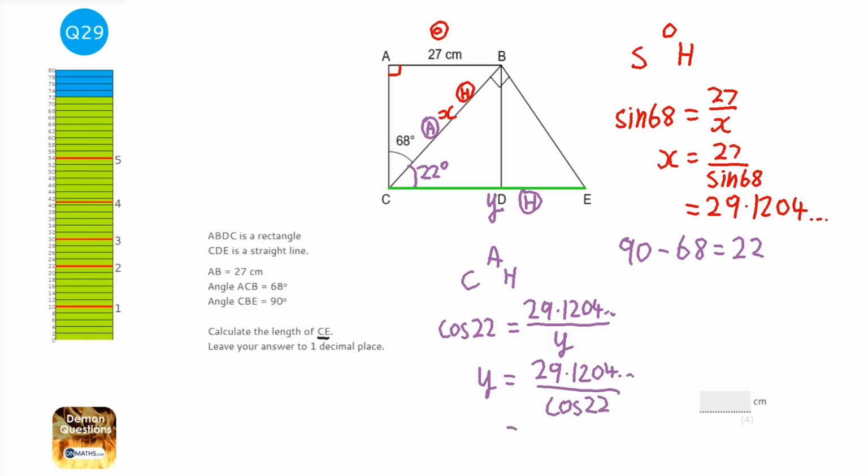Now I kept that in my calculator, so I can just press divided by cos 22. Press equals, and it's 31.4074 and so on. And it says it wants the answer to one decimal place, so it's going to be 31.4.